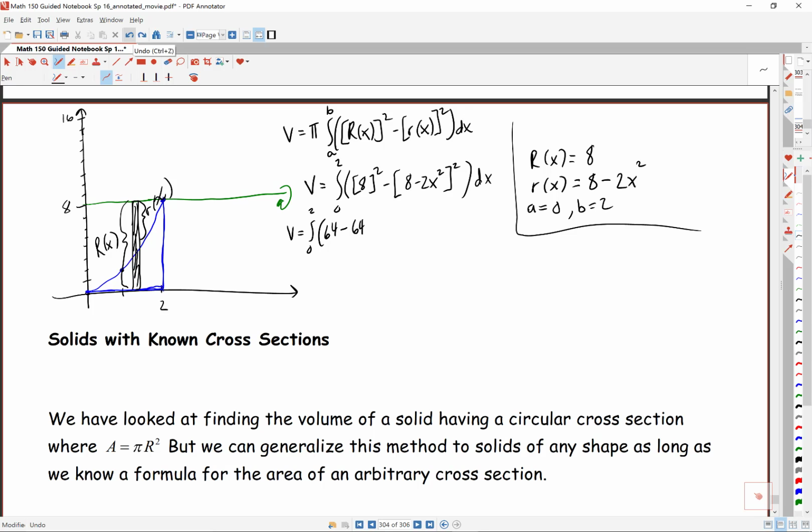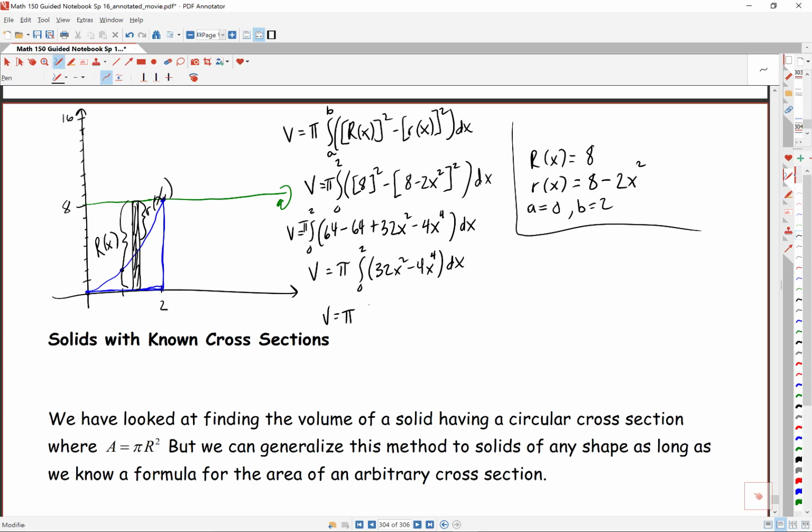Let's see, it'll be minus 64. That would have been a minus 32x squared, so it'll turn to a plus 32x squared. And then we'll have a minus 4x to the fourth dx. So that simplifies a little bit, right? The 64 is 0 out, so we'll end up, oh, I forgot my pi, sorry, on these two. So we'll have pi times the integral from 0 to 2 of 32x squared minus 4x to the fourth with respect to x.